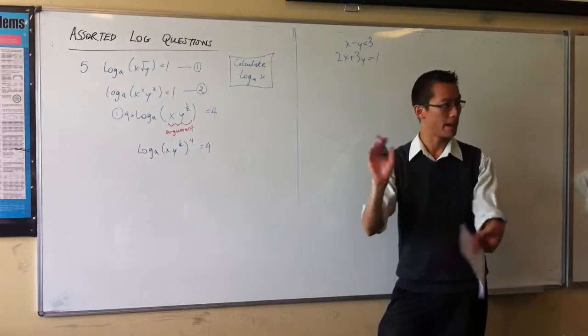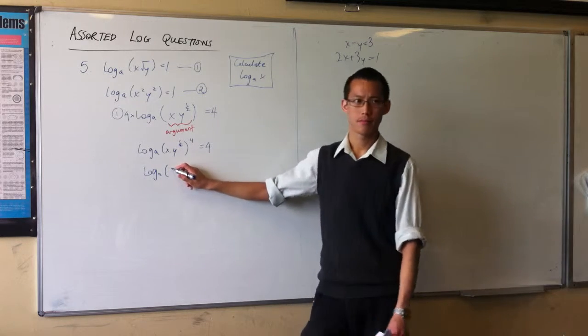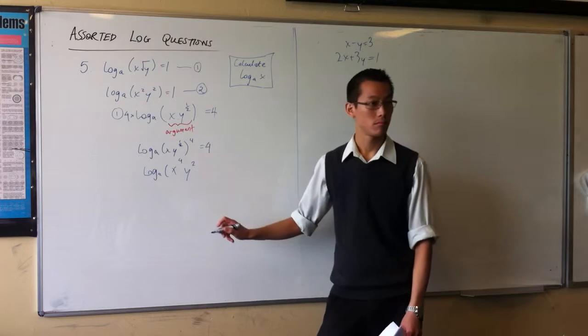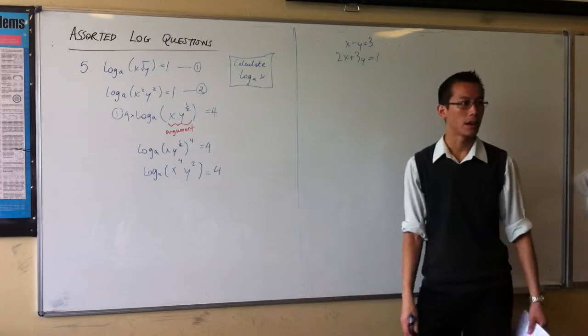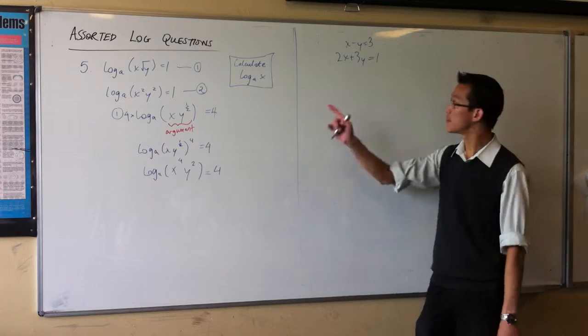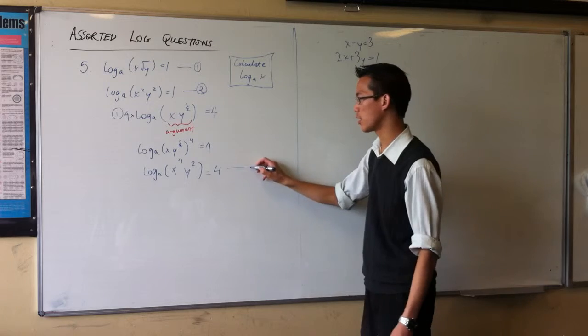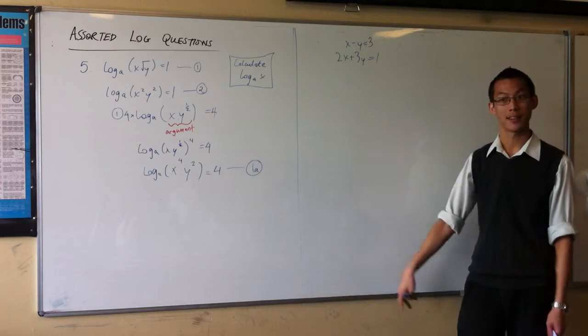Now I can actually expand out my powers, okay? So I'll get log base a of x to the 4 y squared. Is that okay? And that's equal to 4. Okay? So now that's ready. I've done my shifting and my changing, so now I can put the equations together. Since I got this equation from equation 1, I'm going to call it 1a, just to make sure I don't put it back into the same thing.